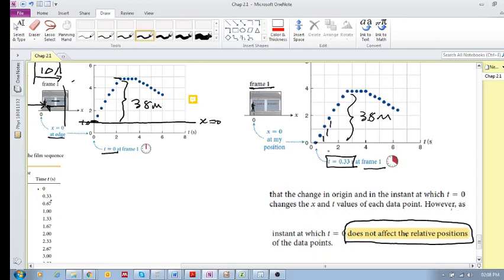Also, just because we've started at 0.33 seconds doesn't mean that the time differences have changed. The time differences are also the same. The relative time hasn't changed either. So this is just a quick illustration to show that if we change the origin, the values do change, but the relative positions do not change.